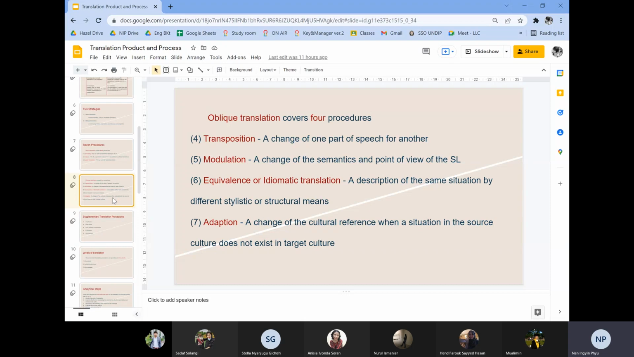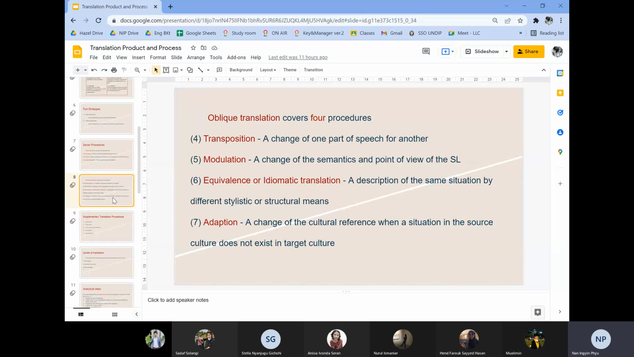And then another one is equivalent or idiomatic translation. This is the part we always feel is complicated, because when we see an idiom, it's really difficult to translate it directly to our language. But sometimes we have a similar meaning but different word usage. Then we can't help it, we have to use this one. So for this kind, we call it equivalent and idiomatic translation. Even though they have different stylistics and structure, still they are the same situation.